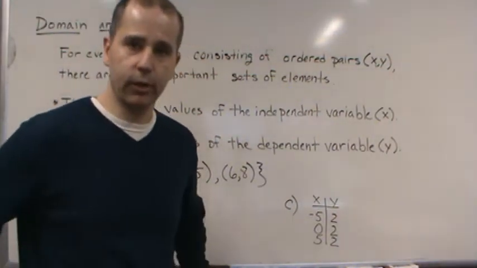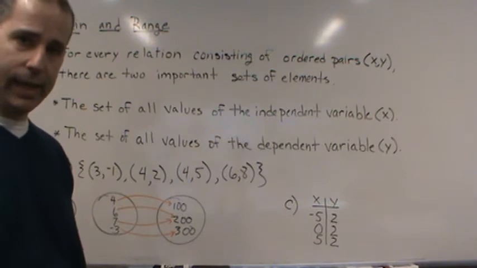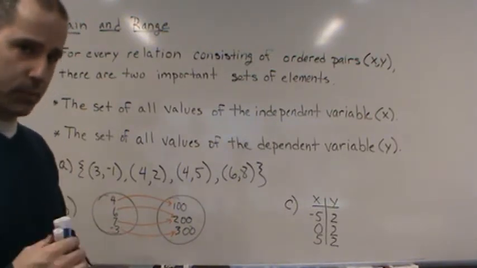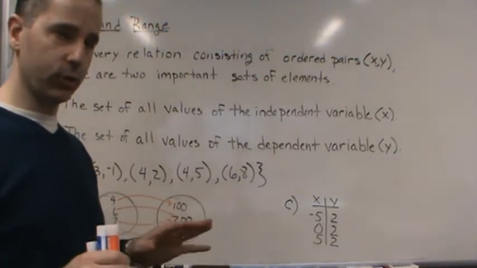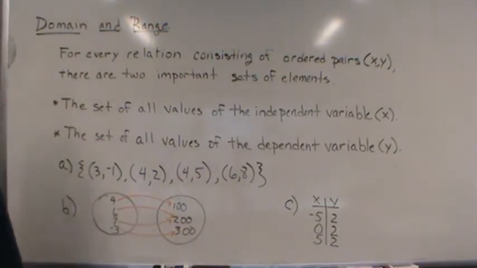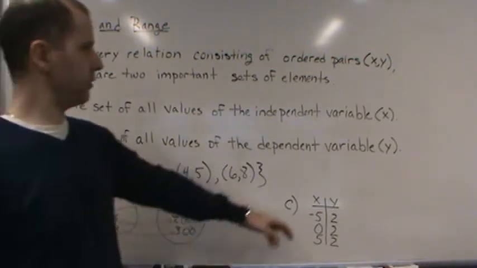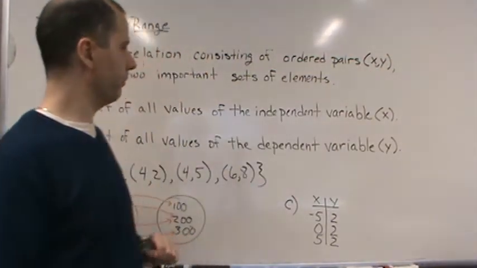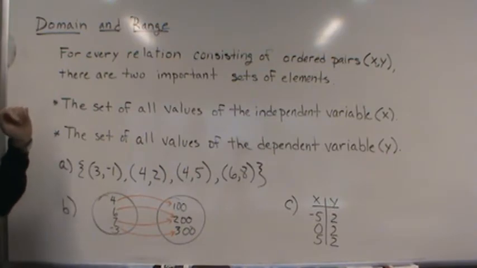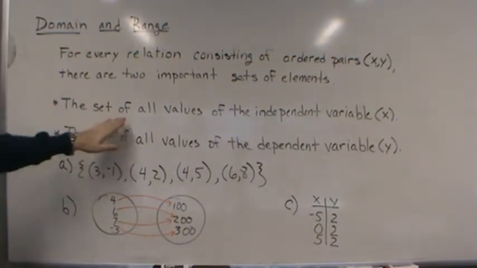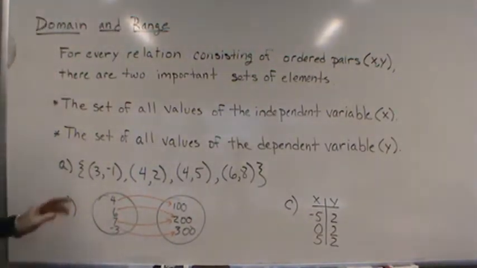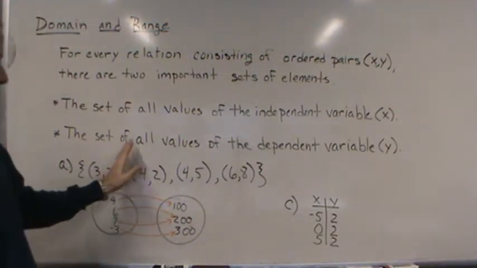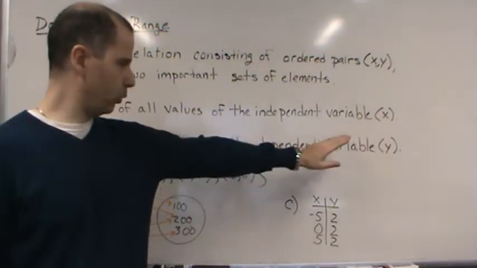Okay, today we are going to talk about the domain and range. I know I introduced these terms last time, but we're going to talk about the actual definition. For every relation consisting of ordered pairs, we're going to use x and y. There are two important sets of elements. The first one is the set of all values of the independent variable x. The other set is the set of all values of the dependent variable y.